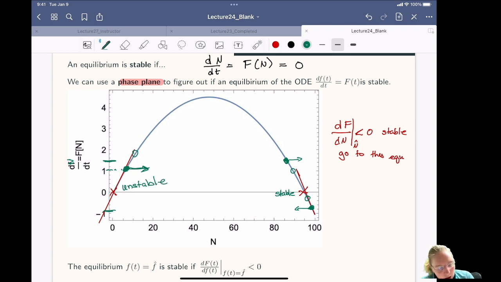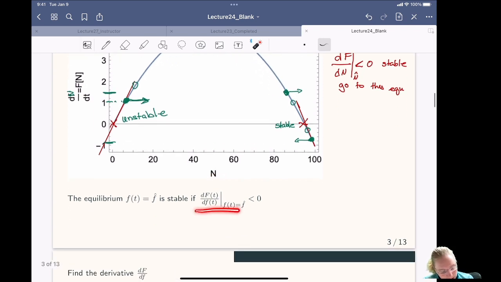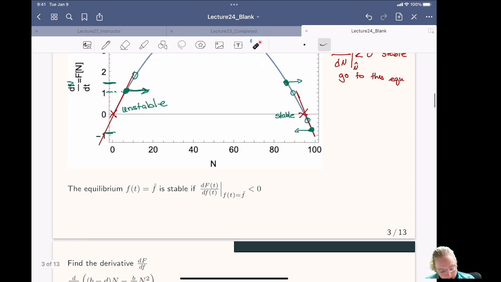All right, so we can get this from the slope of this tangent line, because if that slope is positive, then you're going to move away from the equilibrium. If that slope is negative, you're going to move toward the equilibrium, and you're going to end up at the equilibrium. So we want to know the slope of the tangent line of f of n as a function of n at a particular equilibrium. Formally, we want this derivative, and we want to know when that derivative is less than 0.